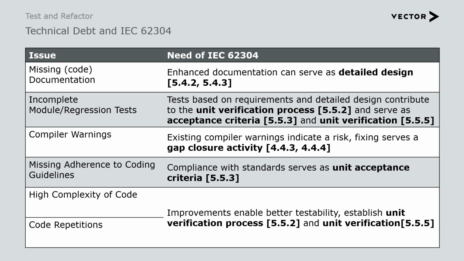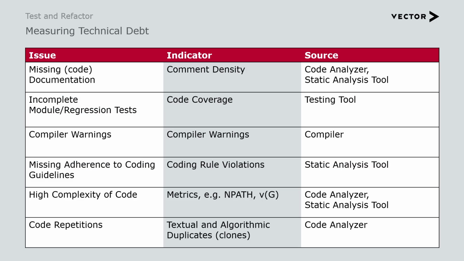So all of these issues that are addressed when we talk about technical debt help us to fulfill the IEC 62304. How can we do that? There is no complicated setup needed. You don't need hundreds of tools or setups. We can start very small. For the missing code documentation, we can use a code analyzer or a static analysis tool to measure comment density. For the incomplete module and regression tests, we can use a testing tool to achieve code coverage.